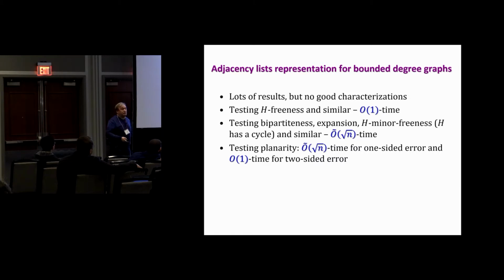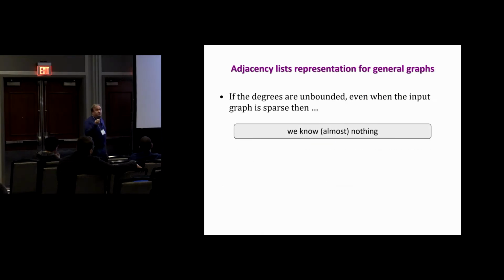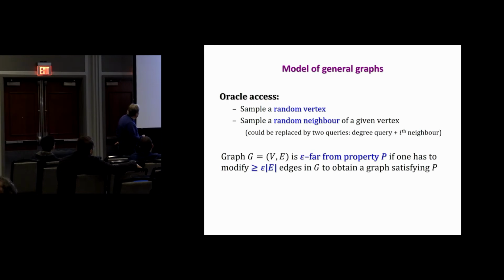So these are the classical models. However, if the degrees are unbounded, if we don't make an assumption about the input graph, then these techniques just don't work. So the focus here is what we can do about general graphs, even if they are sparse, and the answer is that we know very little. There are some results, but very few of them. With general graphs, we have to think carefully about the model. In this talk, I'll stick to one model: I can always sample a random vertex, and then I can ask for a random neighbor of that vertex.